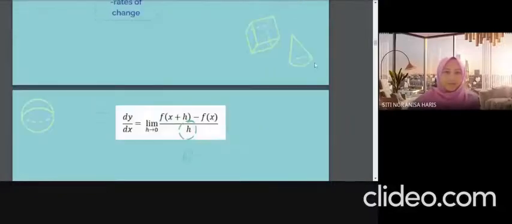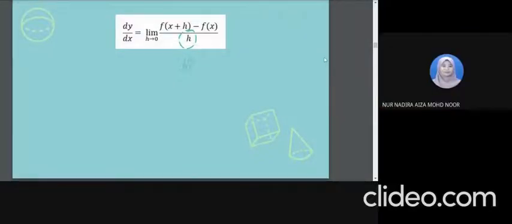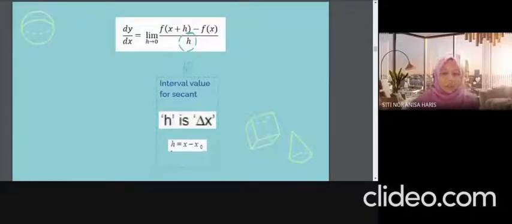Okay, next. What is h? Is it the interval value, teacher? Yes, correct. h is the interval value of the secant, which can be referred to as delta s. In order to get the value of h, we will calculate the change in s, right? So the change in s is equal to s1 minus s0.